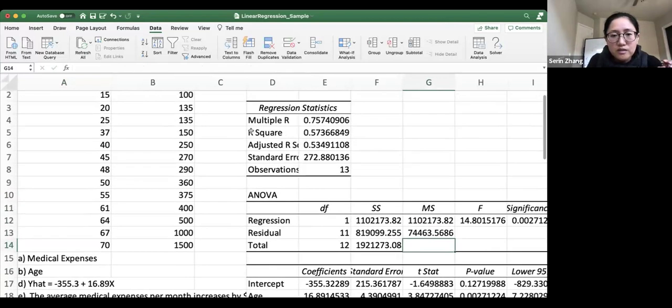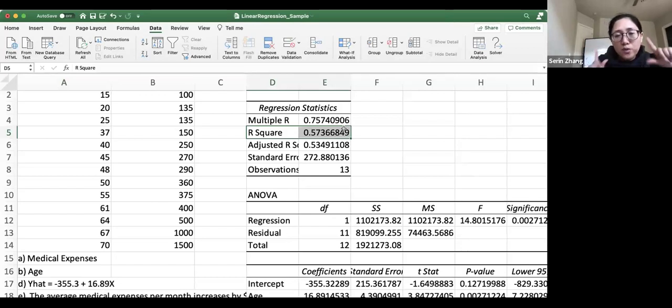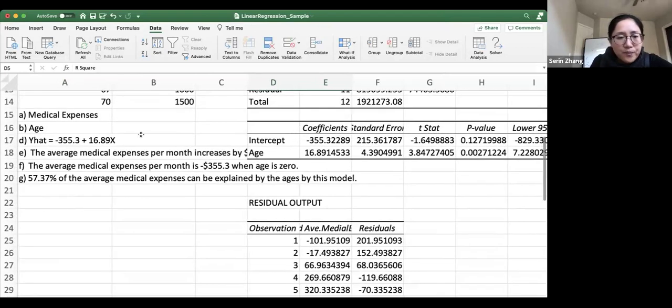So just read this R square as a decimal value, but change it to a percentage. That's the percentage of the Y values that can be explained by the X values by the model, by this simple linear regression model.